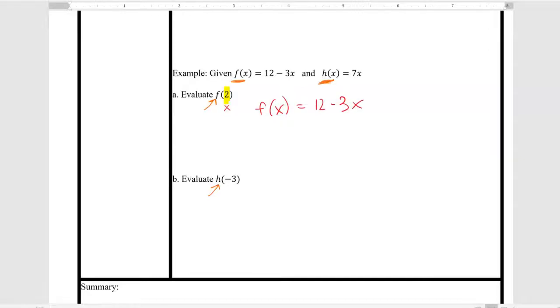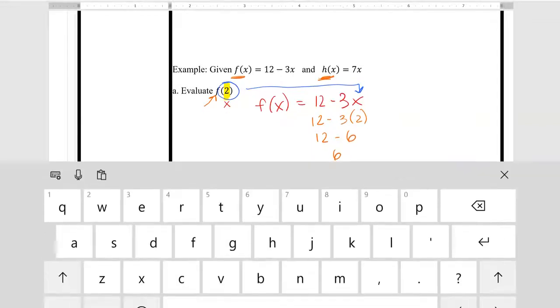Okay, so I'm going to take the number in parentheses and plug it in place of x. So I'm going to plug 2 in place of x. So 12 minus 3 times 2. Order of operations, we would do 3 times 2 first, which is 6. And then 12 minus 6 is 6.